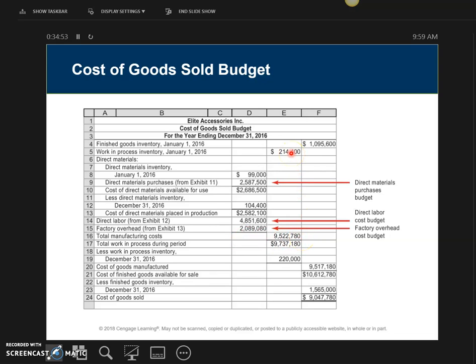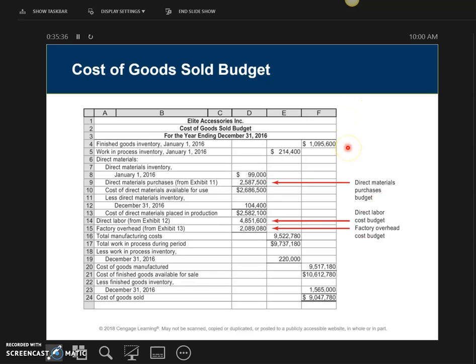So here's my beginning WIP plus the manufacturing cost that I bring in during the year, tells me all my work in process for the whole year. You add them together. Then you minus your ending WIP. And whatever's left in WIP is still there. Everything else has moved to finished goods. So the cost of goods manufactured, and you remember that from earlier on in the semester, is now $9,517,180. So that's all the cost of the number moving from WIP to finished goods.